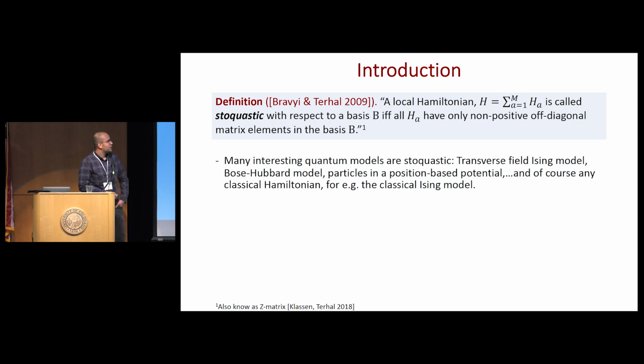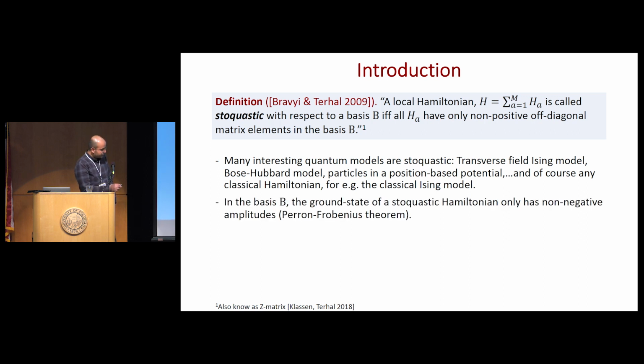Many interesting quantum models are stochastic, for example, in the natural basis that we use them. For example, the transverse field Ising model, the Bose-Hubbard model, a particle in a position-based potential, and any classical Hamiltonian, such as the classical Ising model. Because of this restriction on the form of the Hamiltonian, they enjoy some nice properties. For example, the ground state of a stochastic Hamiltonian only has non-negative amplitudes.